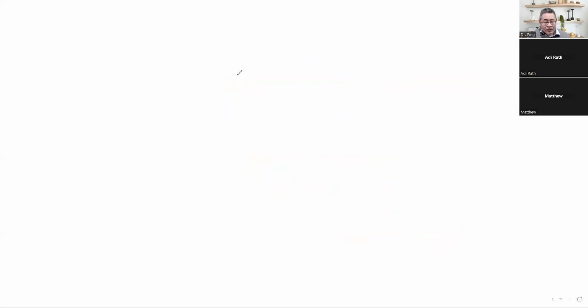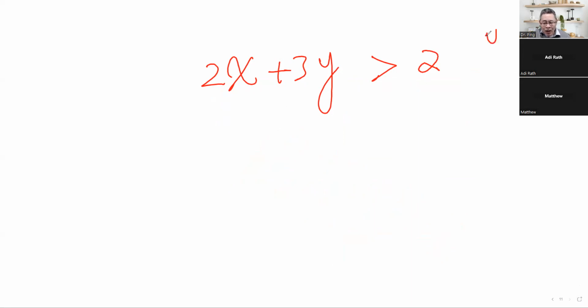Okay. Let's try another one. Y is greater. Now sometimes we get something which is not in that form. It could be like 2x plus 3y greater than 2. Oh, how do we do that? Well, in this case, we have to change it to the y greater than or y less than form.